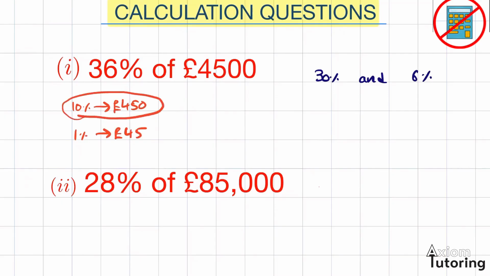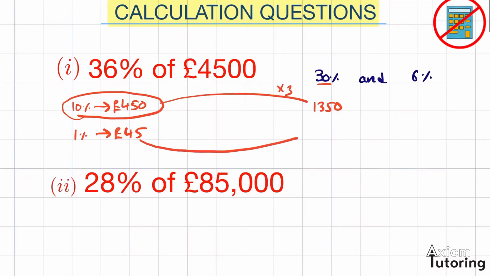3 tens will make up 30. So 450 times 3 is 1,350, which is 30%. How many 1% does it take to make 6%?